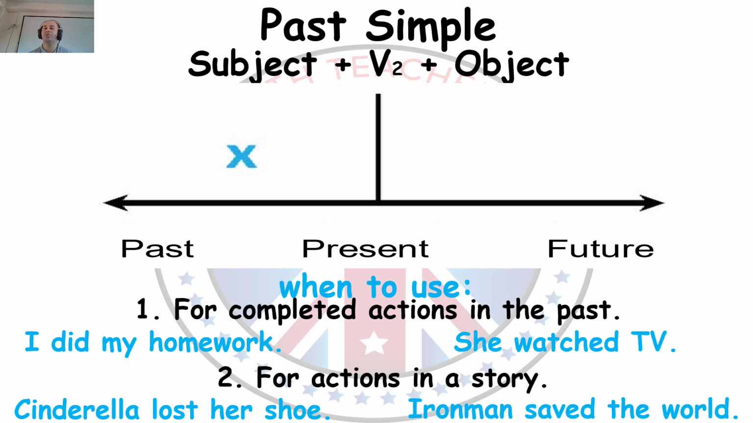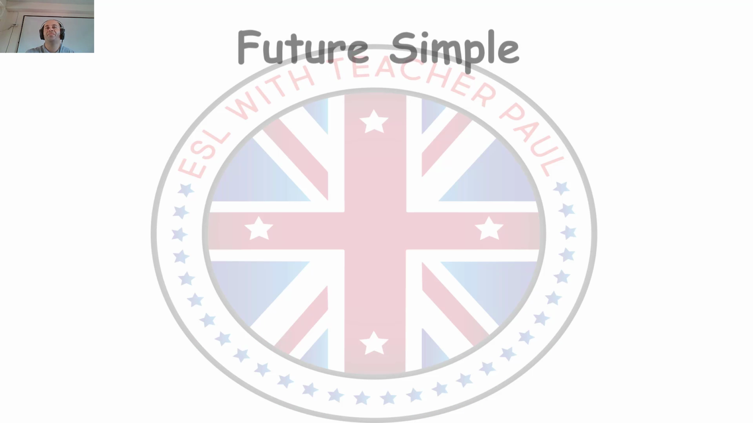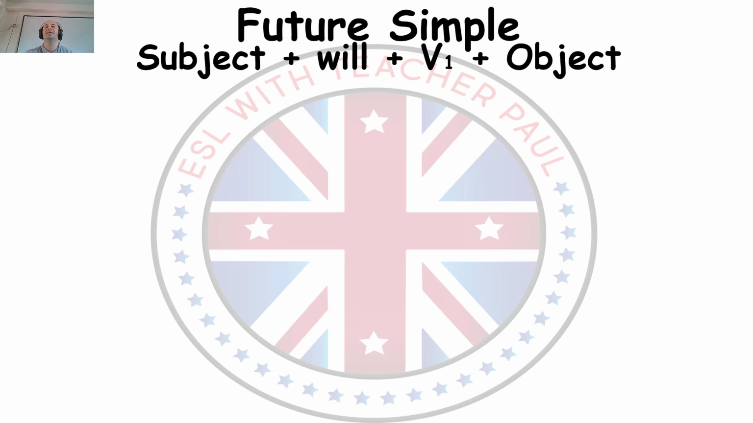It's actions in the story or a movie that we watched or something we read, a comic. Okay, we can use simple past or past simple. The third one, future simple. Now, the form is subject, will, verb 1, object.